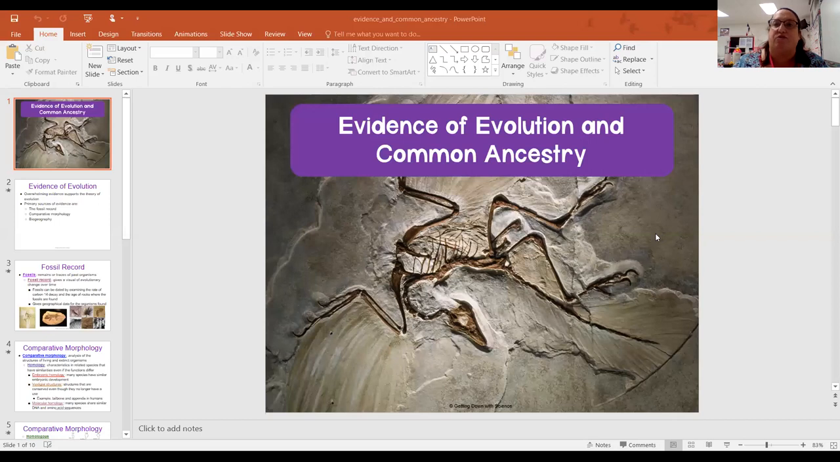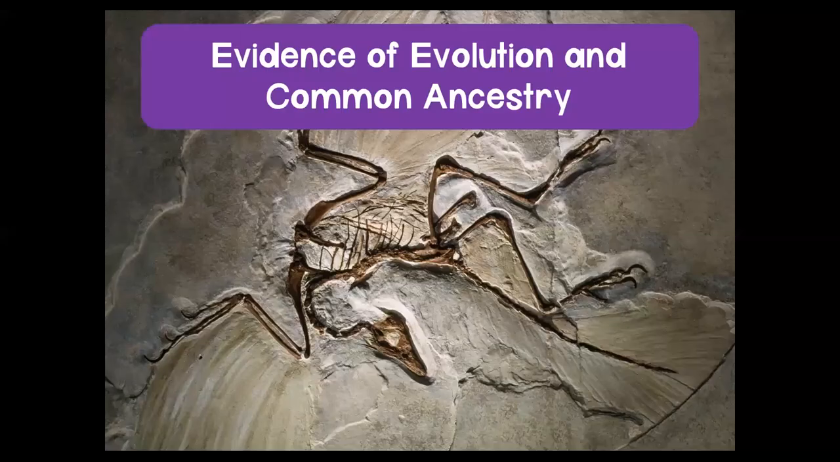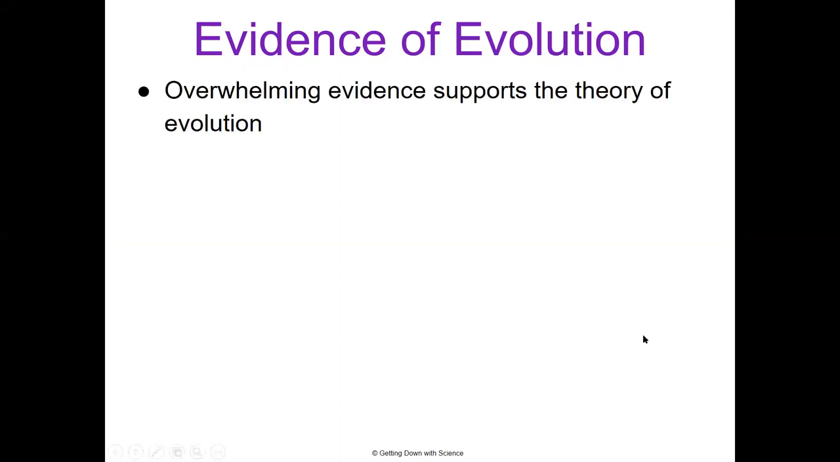So in this one, we are going to be looking at evidence of evolution and common ancestry. So the idea here is, what are these evidences that we use to support this idea, and how does that connect? The reality is that we really have a lot of evidence that supports this theory of evolution. But remember, that's taking it back to this concept of things changing over time.